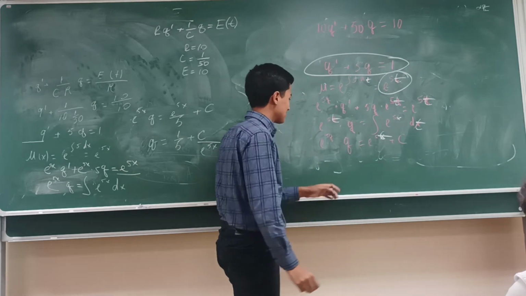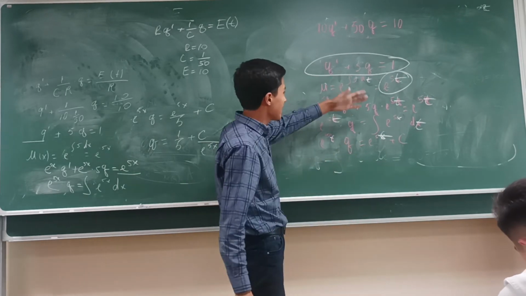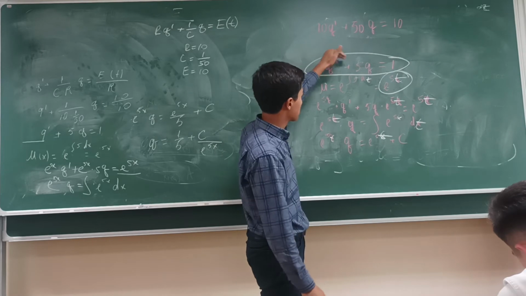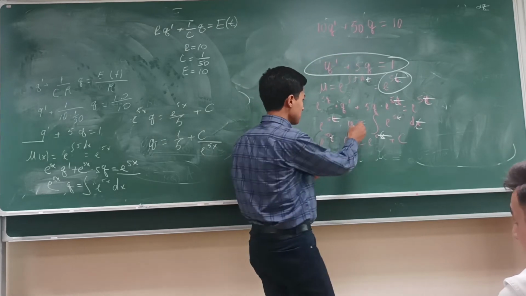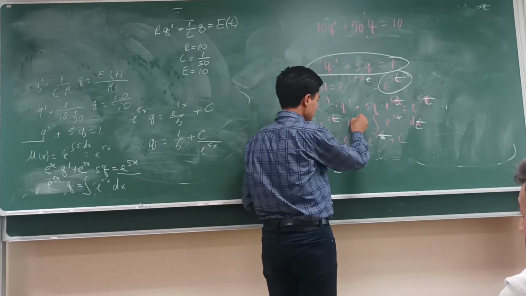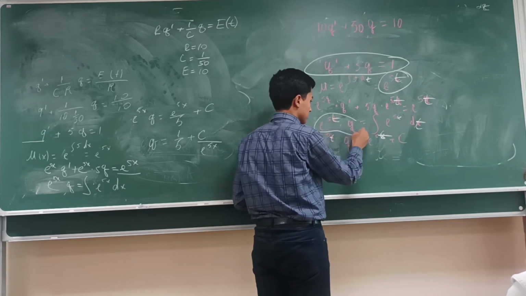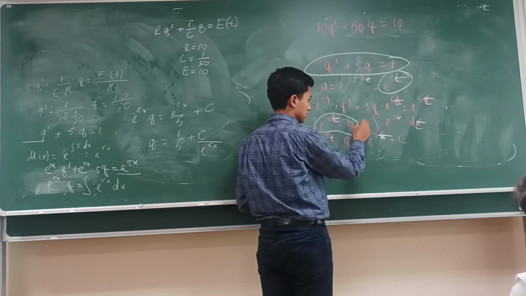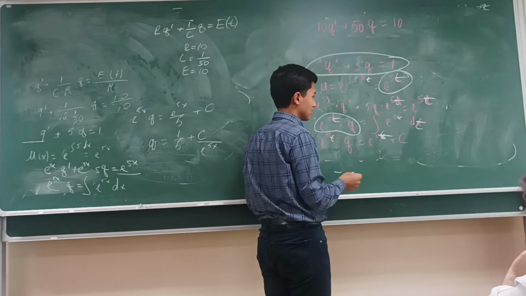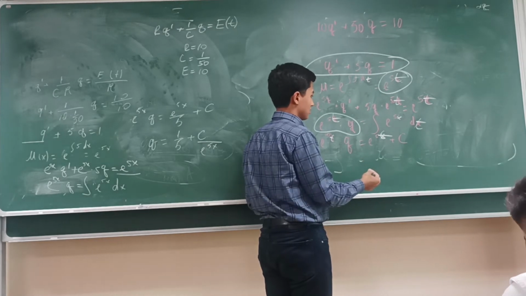Again, you multiply the integrating factor by the standard form, and then after the multiplication, you integrate and it equals the last part.